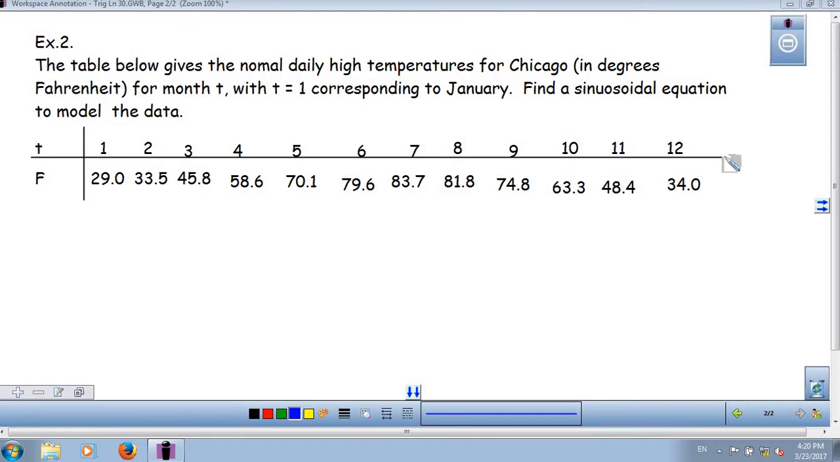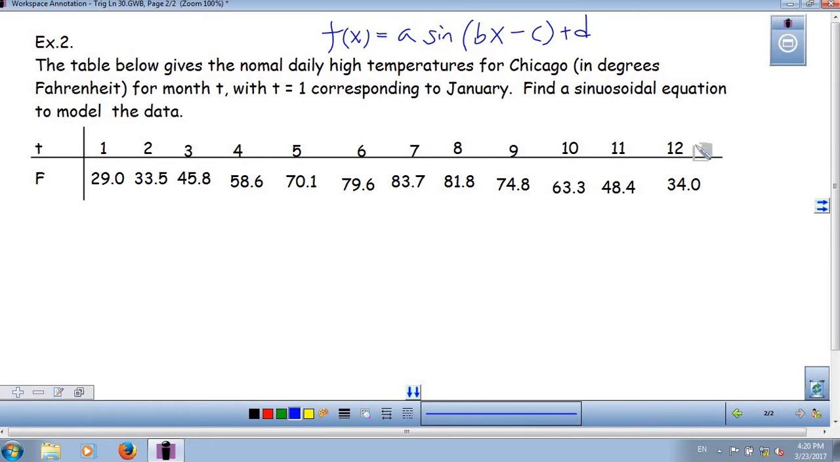So the next month, 13, would be January again. So we want to find the sinusoidal equation to model the data. Let's not decide what function to use yet, because we don't know whether we want to use sine or cosine. But let me go ahead and put the original model on here: y = A sin(Bx - C) + D. This is the model that we want to use.